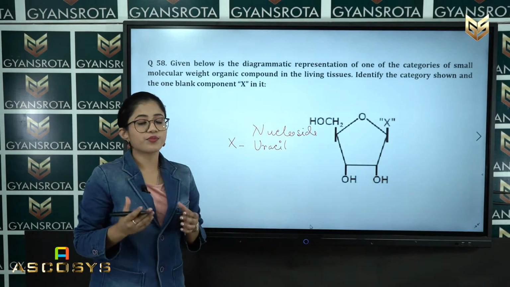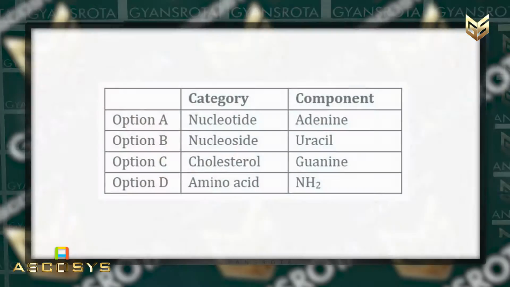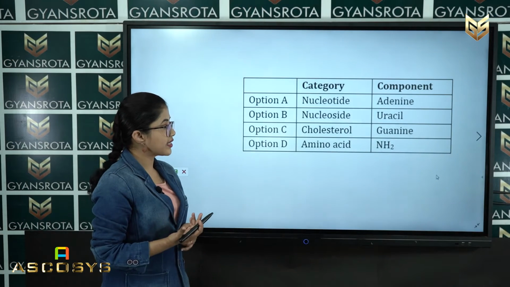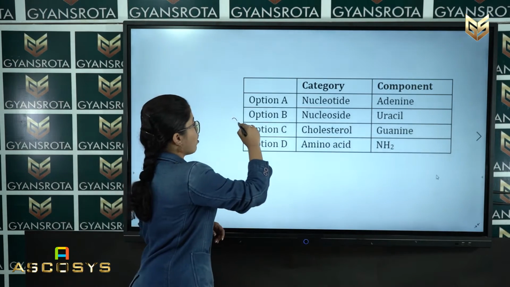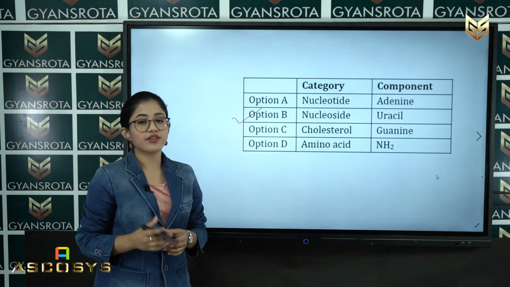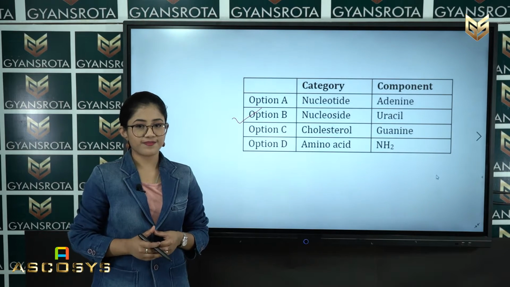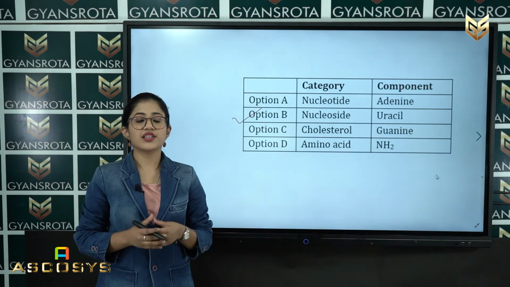Now let's see what are the options given for this question. Option number A is nucleotide is the category, component is adenine. Option number B, nucleoside and the component is uracil. And the option number C is cholesterol and guanine. And option number D, amino acid NH2. So what is the correct answer? We have got, that is option number B. So the category of the figure is nucleoside and the component X is the uracil. So this is the correct answer for this question.